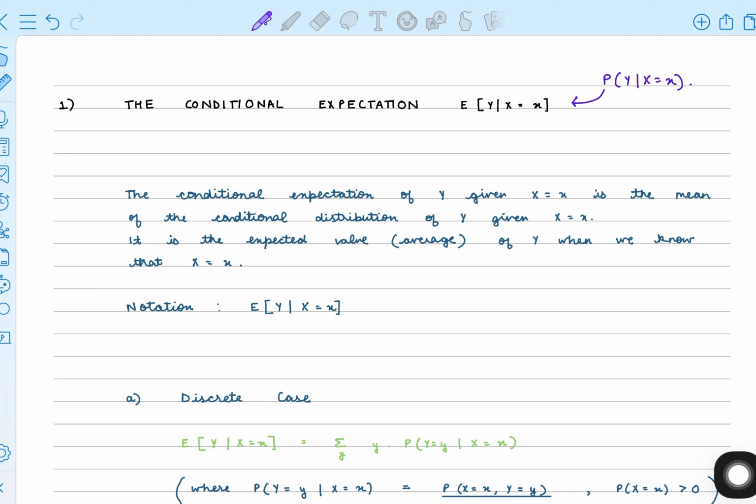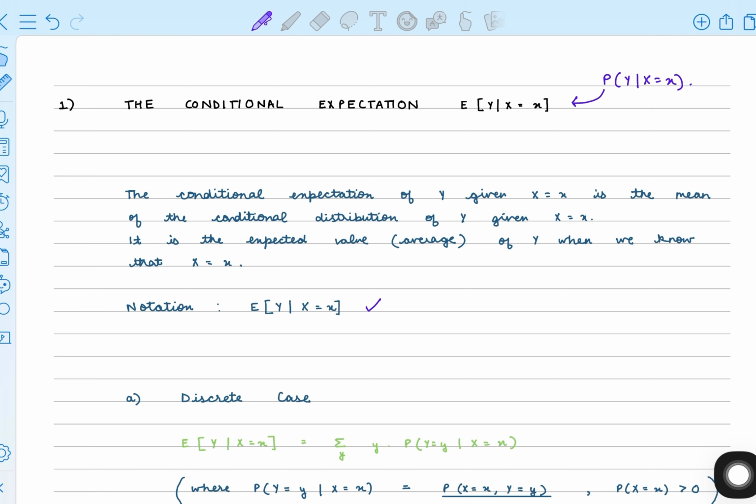We already know that the expectation means the average or the mean value of a random variable. Therefore, the expectation of y given x is equal to small x means the average value of y given that we already know the value of x.